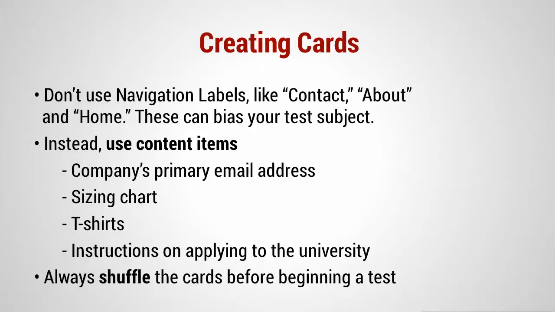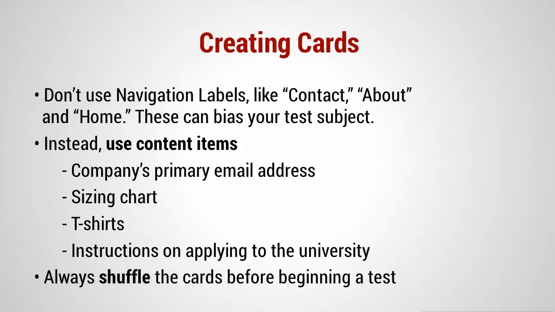First, creating cards. When you create cards, it's really important that you don't use navigation labels like contact, about, and home. These can really bias your test subject. If your test subject sees these labels, they might start putting the cards in order of another website that they've seen. If they see contact, about, and home, they might think to themselves, of course, I see those all the time on websites and they're all separate, so they won't put them in the same group.